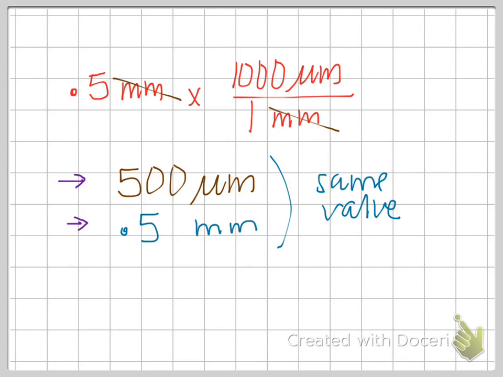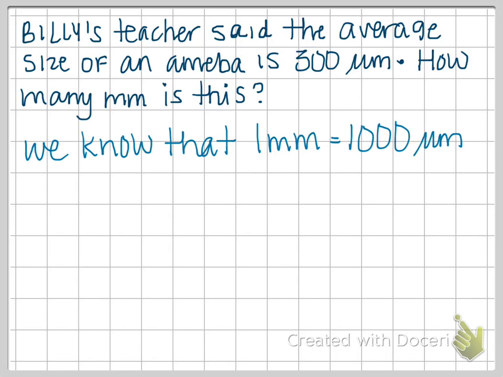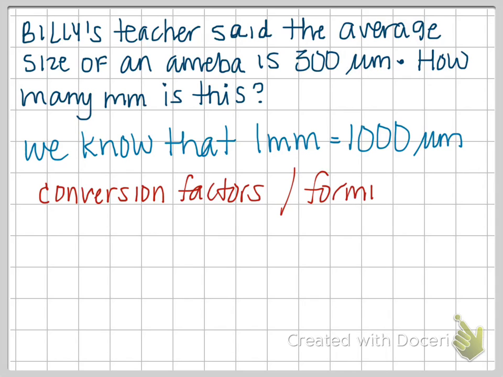Okay, the next problem is going to be for you to solve completely on your own. I'm going to give you the "we know that," and then you're going to do the rest. So here's your last problem. Billy's teacher said that the average size of an amoeba is 300 micrometers. How many millimeters is that? And we know that 1 millimeter equals 1,000 micrometers. So you'll have to figure out what your conversion factors are. You're going to have to use the formula to solve for millimeters.